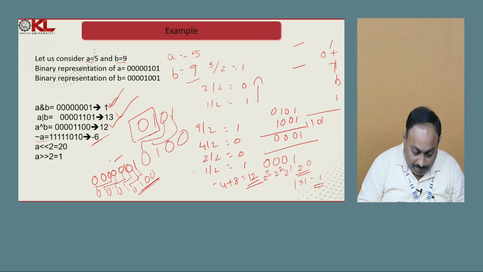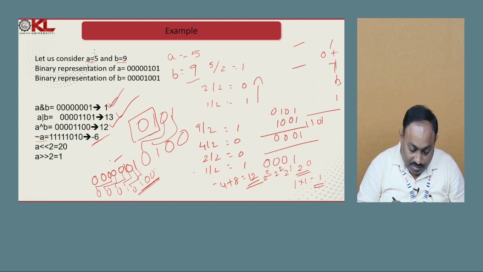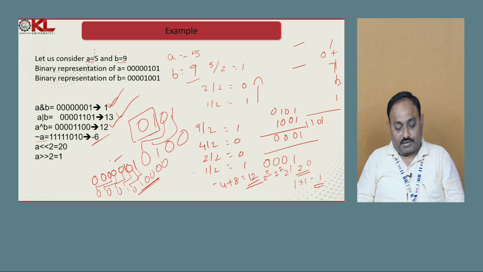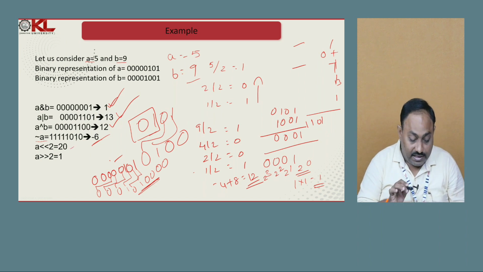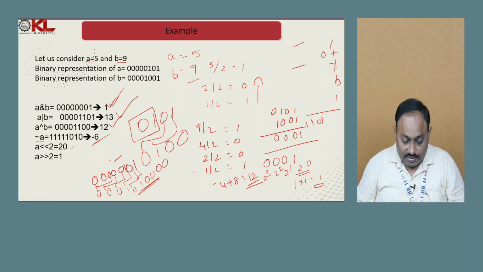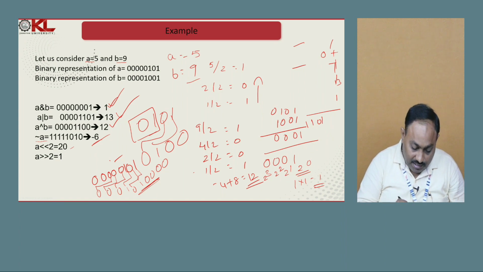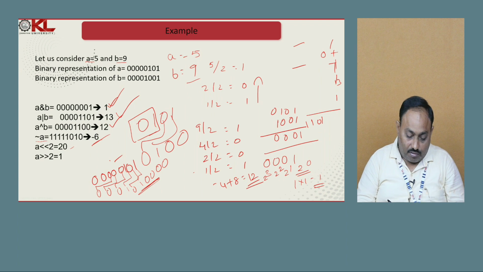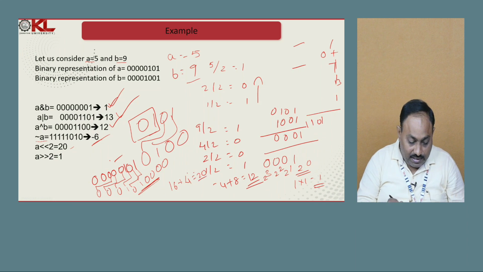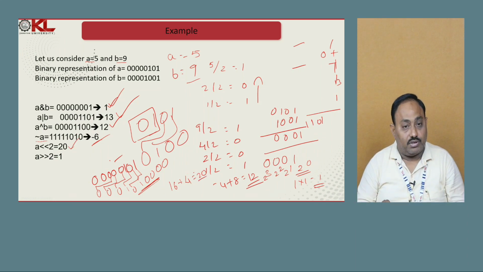Now when I perform this kind of bit level operation, finally 2 zeros will be added here. Now the value becomes 20. Now these bits will be added using powers of 2: 2 power 0, 2 power 1, 2 square, 2 cube, and 2 power 4. 2 power 4 means here 16, plus 2 square means 4, that is 20. Like that we get A left shift 2, that is 20.